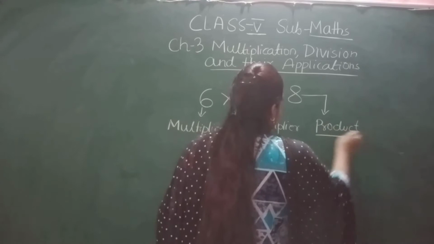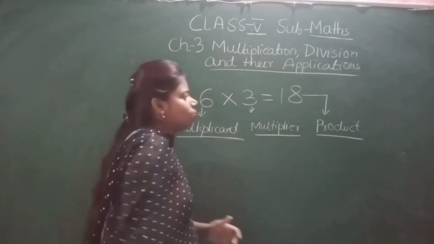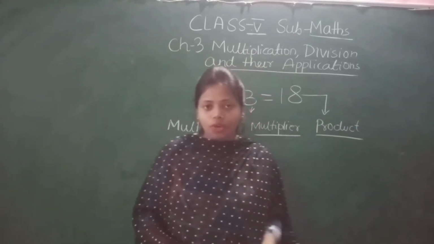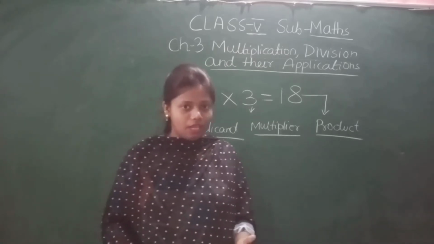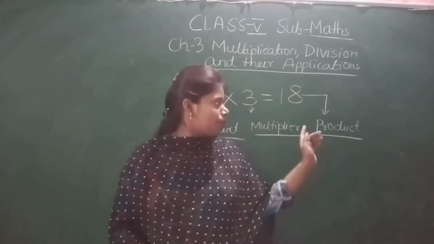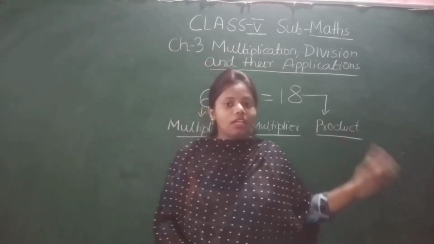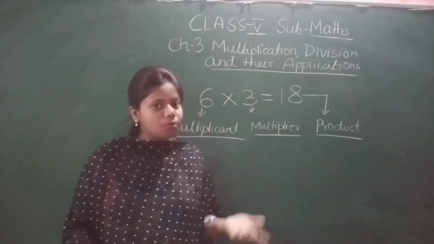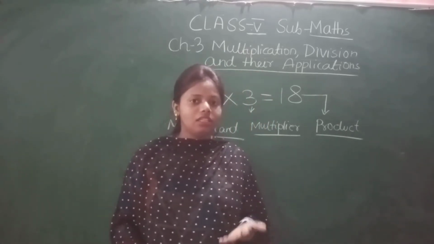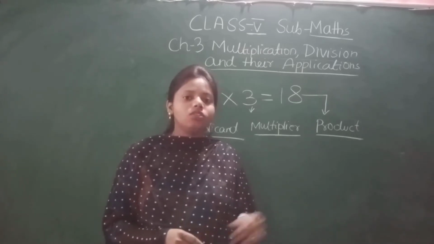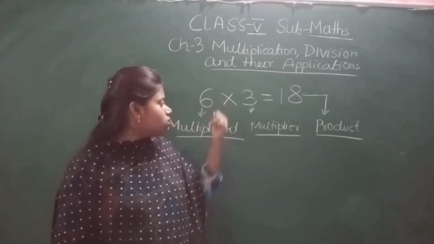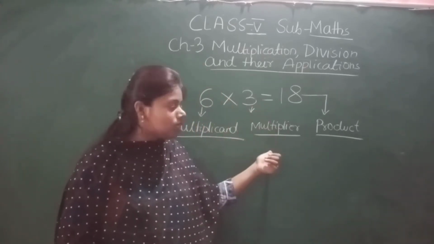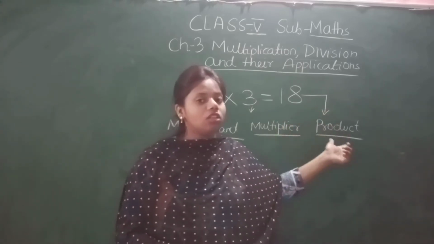So wherever you see product, or in a question they ask you to find the product, that means you have to multiply. Product means the result. You have to do multiplication and find the answer. So these were the terms associated. This we call multiplicand, this we call multiplier, and the result we get is called the product.